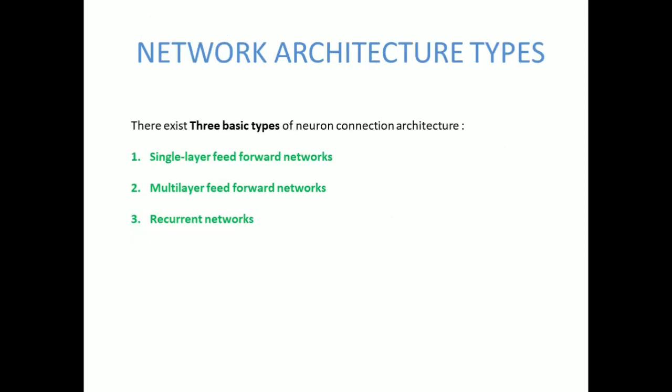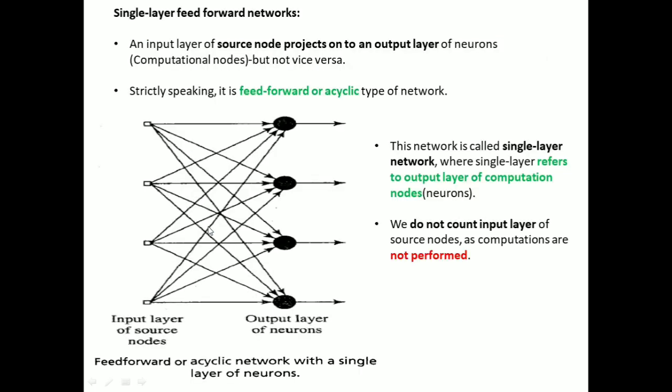So coming to the network architecture types, there are three basic types of architectures. The first one is single layer feed forward neural networks. The second type of architecture is multi-layer feed forward neural networks, and the third type is recurrent networks. Okay, so now we'll see what single layer feed forward neural networks are.